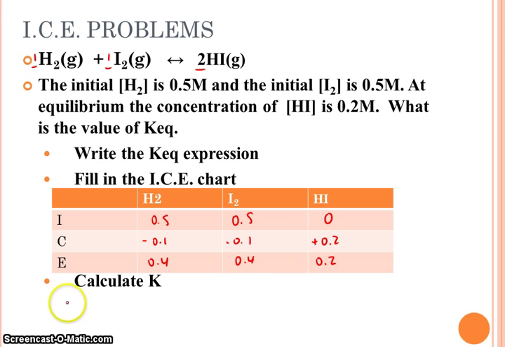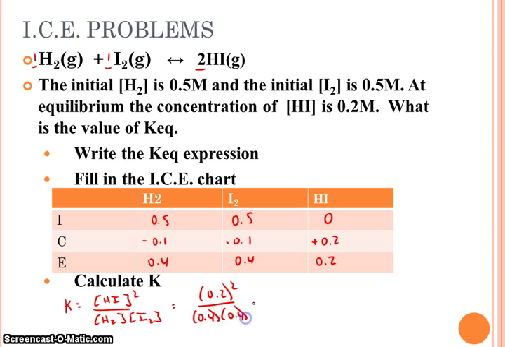So now let's write our K expression. K equals the concentration of hydroiodic acid squared over the concentration of hydrogen times the concentration of iodine, and we'll plug in our numbers. So 0.2 squared over 0.4 times 0.4 will give us an equilibrium constant of 0.25.